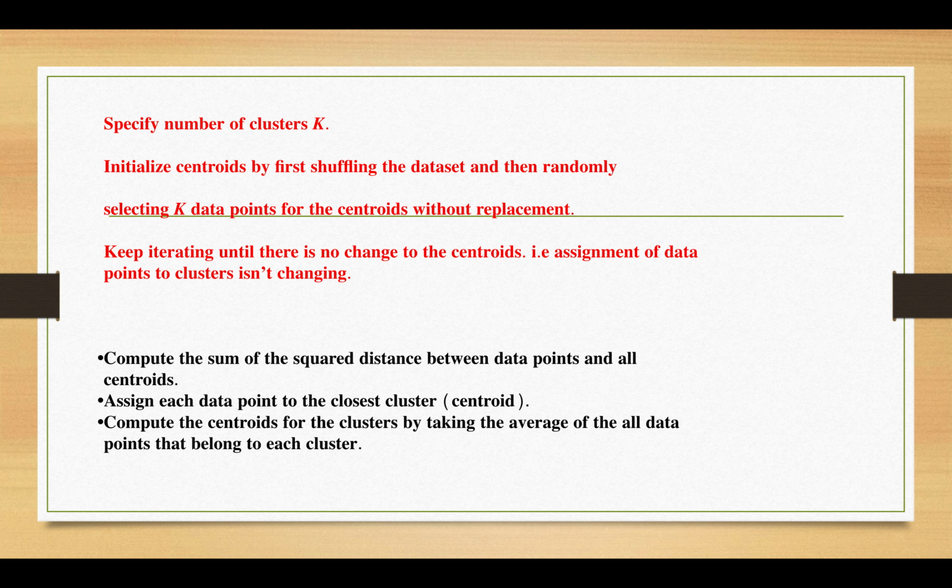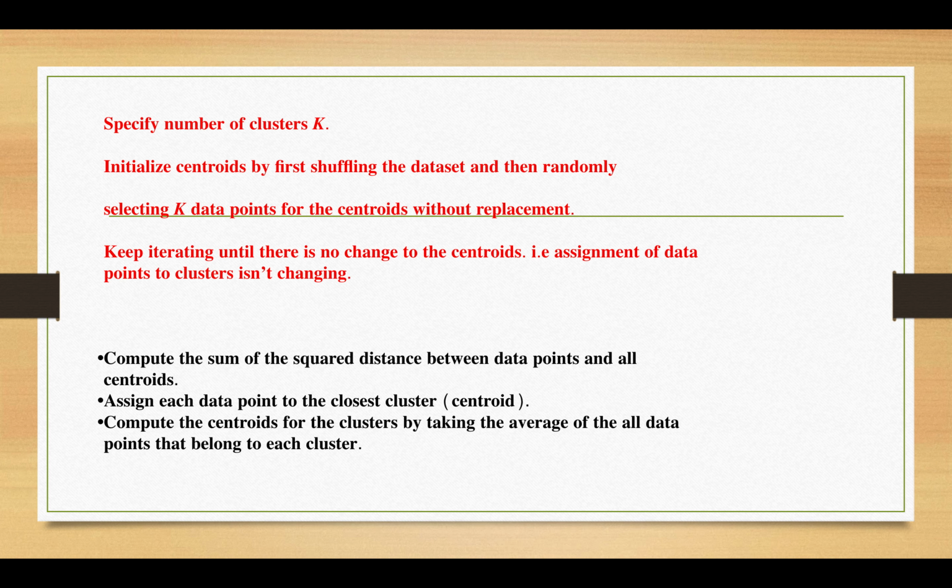K-means clustering is a clustering mechanism which is unsupervised learning, which falls into the category of machine learning unsupervised learning algorithms. So first we specify the number of clusters. Clustering is like when you have a set of data, you need to group it into various clusters. So first we specify the number of required clusters.